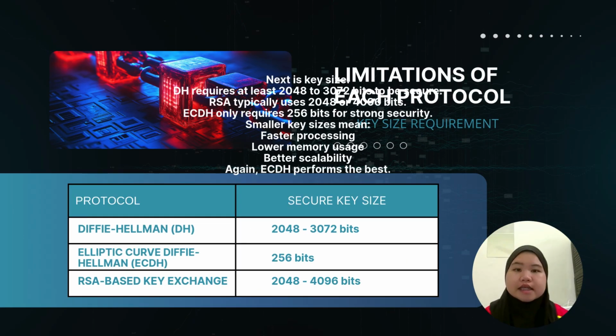Next is key size. DH requires at least 2048 to 3072 bits to be secure. RSA typically uses 2048 or 4096 bits. ECDH only requires 256 bits for strong security. Smaller key size means faster processing, lower memory usage, and better scalability. And again, ECDH performed the best.